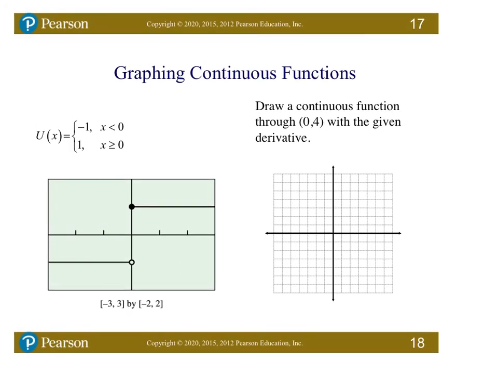So let's go the other way. What if you know what the derivative is, and can you draw a continuous function that matches that derivative? So we know this section is constant at -1 for a value. So I need to go through (0, 4). And for this interval, for all x less than 0, I need to draw something that has a constant slope value of -1.